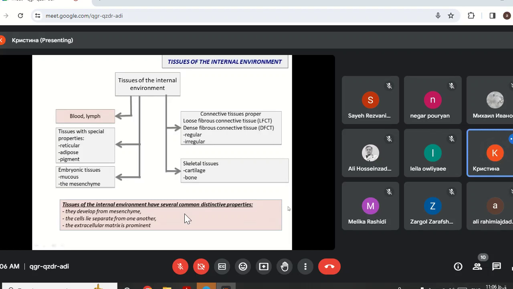All these tissues have common distinctive properties, some specific features common for them all, and these features include that these tissues all develop from mesenchyme. Also, in these tissues, cells lie separate from one another. It means that we have a lot of extracellular matrix in all such tissues. If you compare these tissues with epithelial tissues, where we have no or almost no extracellular matrix, here in all these tissues we have a lot of extracellular matrix.